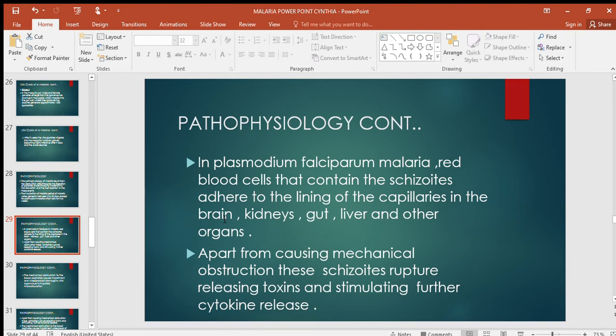Apart from causing mechanical obstruction, these schizonts will rupture, releasing toxins and stimulating further cytokine release. Cytokines are simply the inflammatory chemicals which are released because of what is happening. So inflammation is also taking place.